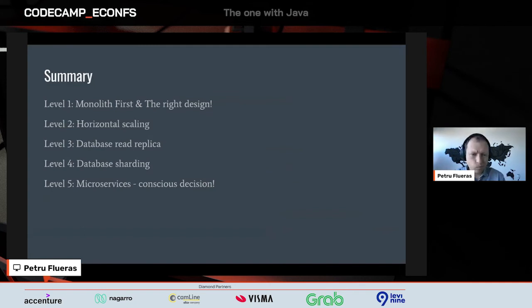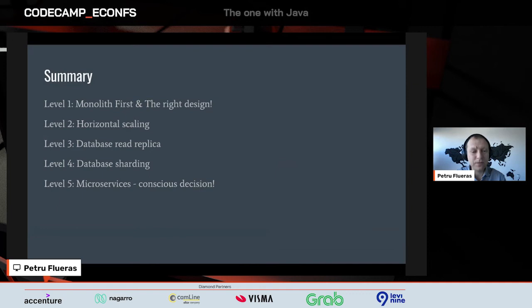As a summary on our journey, microservices, the level 5, is the last resort option, and it should be a cautious decision, a really cautious decision. There are 4 more steps until you reach this microservices point, in my opinion. Level 1, you have to go with the monolith first and do the right design. Do the right modularization. Do the right decomposition.